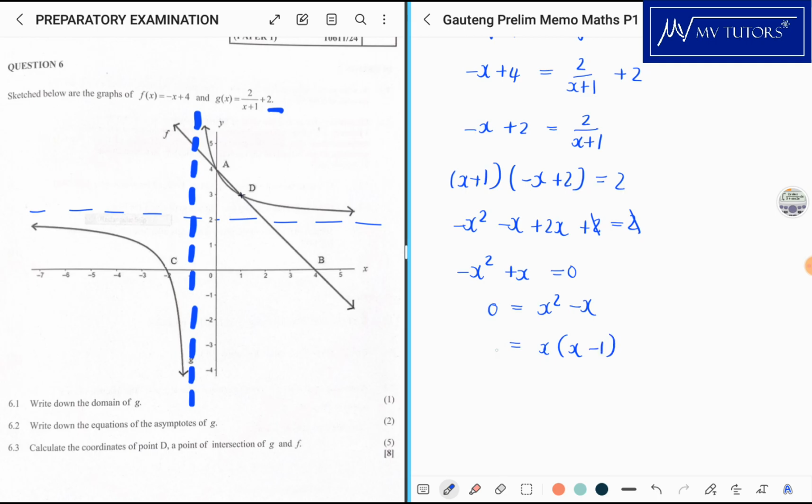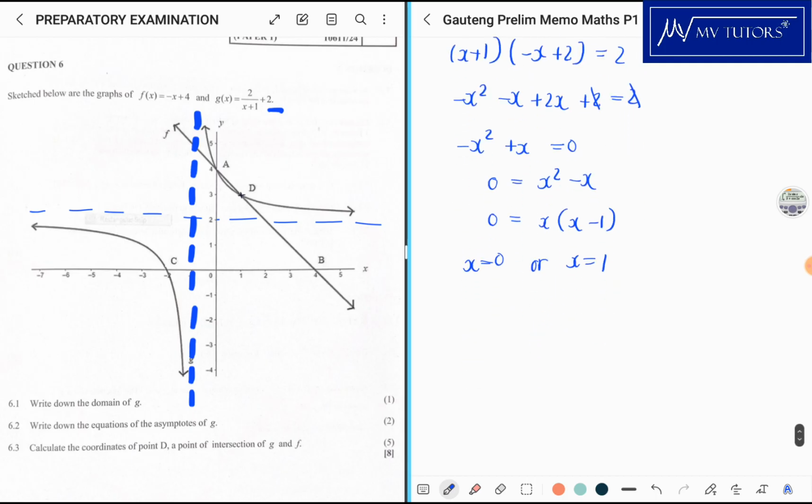So then I can see that x is equal to 0, where we have y being equal to 4. So that's not the one we are interested in. We are interested in x being equal to 1. Okay, so our visual inspection was not so bad. We have x equal to 1.